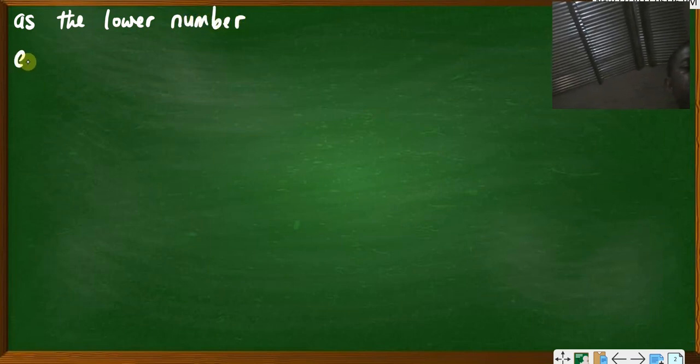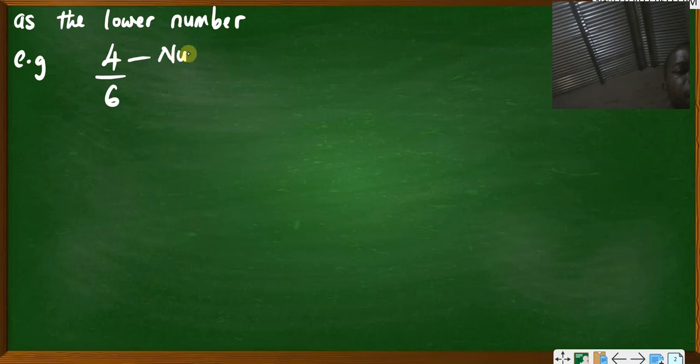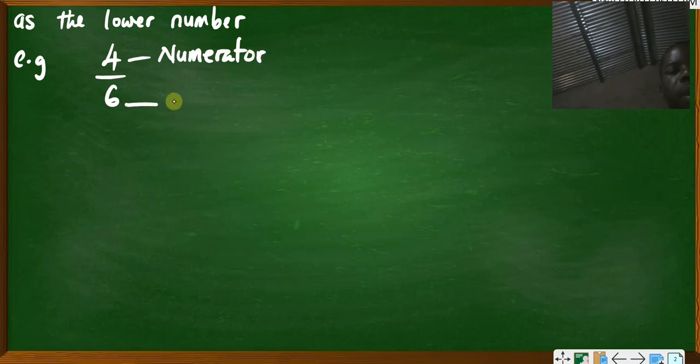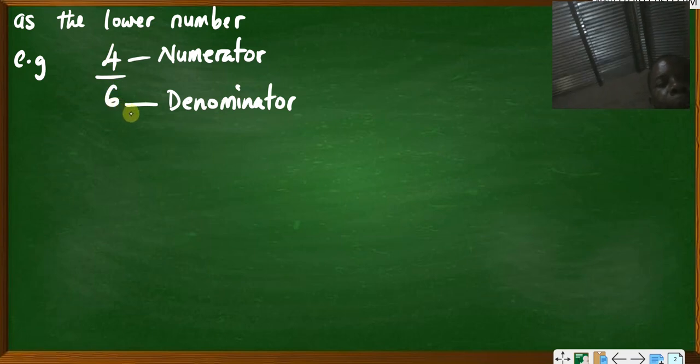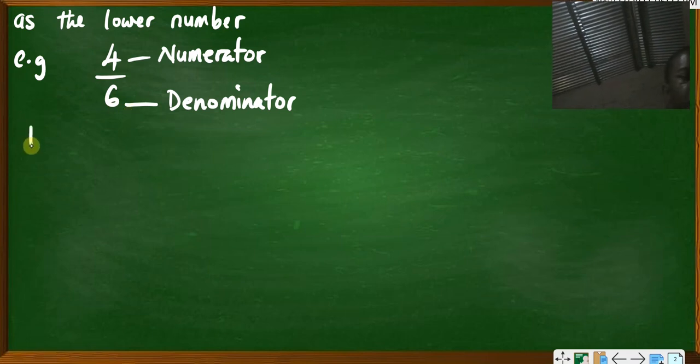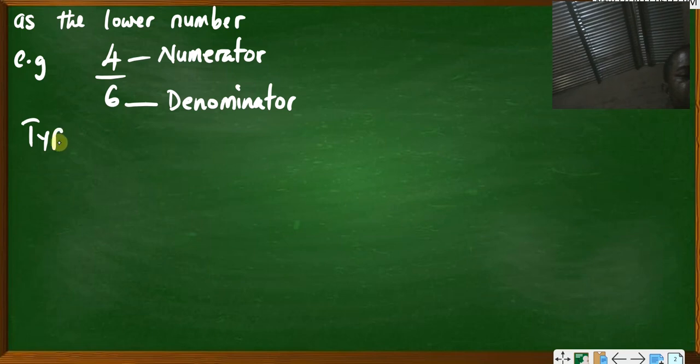For example, if I write a number like 4/6, this is a fraction. The number on top is called the numerator. Very important to understand this. Then the lower one, the bottom one, is called the denominator. So this one is a numerator, this one a denominator. The other thing we need to know here is types of fractions. We need to look at types of fractions.